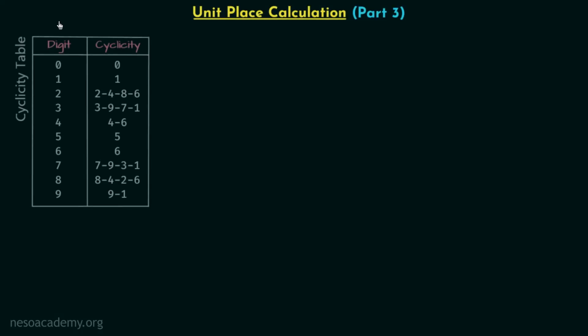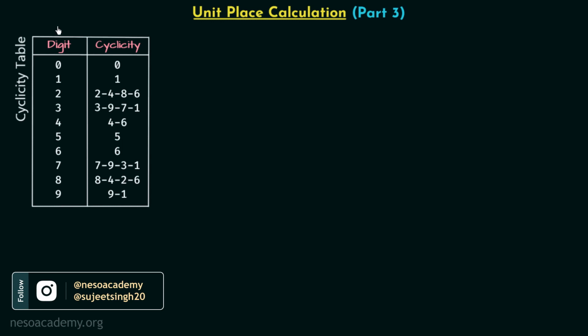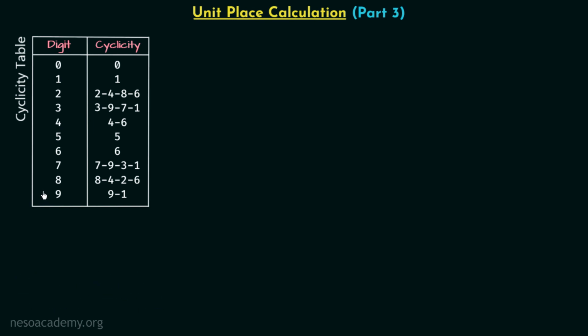In part 1 and part 2 of unit place calculation, we used the cyclicities of digits 0, 1, 5, 6, 4 and 9 to calculate for the unit place. And now in this lecture, which is part 3 of unit place calculation, we will use the cyclicities of digits 2, 3, 7 and 8 to calculate for the unit place.